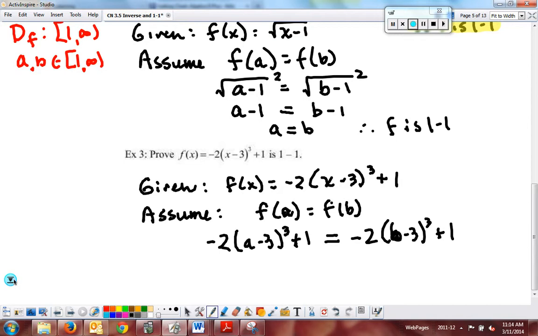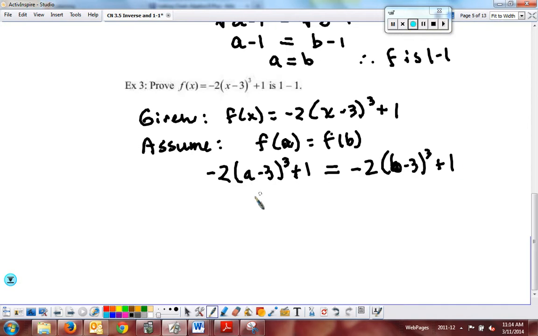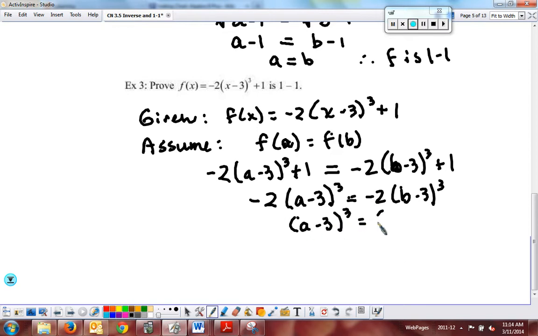All right, what do we get rid of first? Minus 1. So negative 2 (a minus 3) cubed equals negative 2 (b minus 3) cubed. Now what do we get rid of? The negative 2. (a minus 3) cubed equals (b minus 3) cubed. Cube root. I don't have any issues with that one. What's the only time we have issues on these things? Even roots. So this one, take the cube root. I get a minus 3 equals b minus 3, and a equals b.